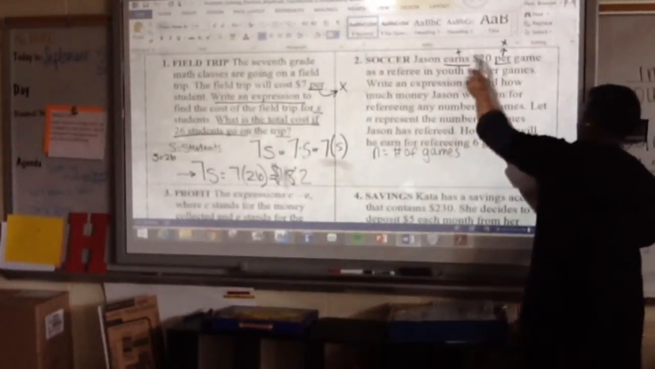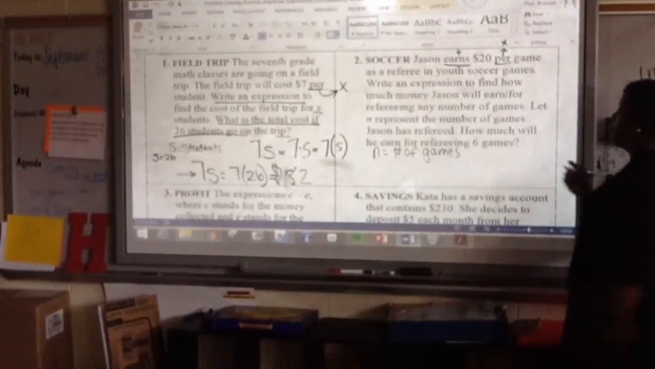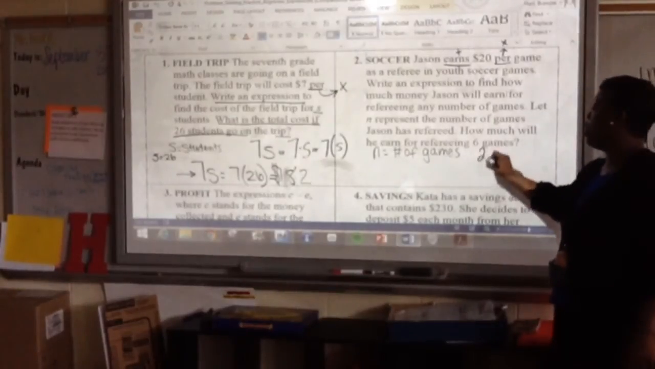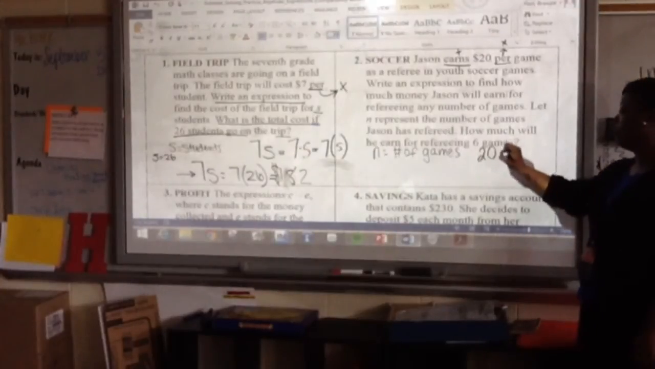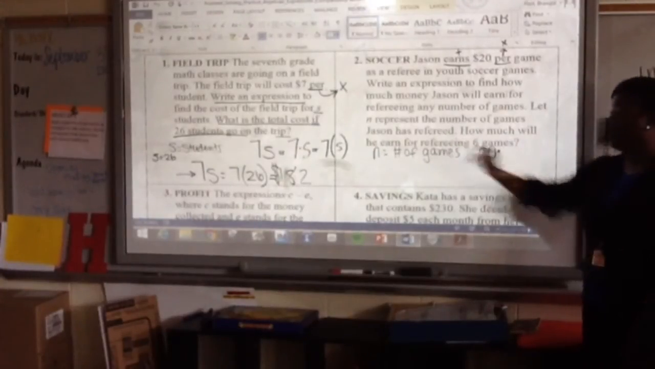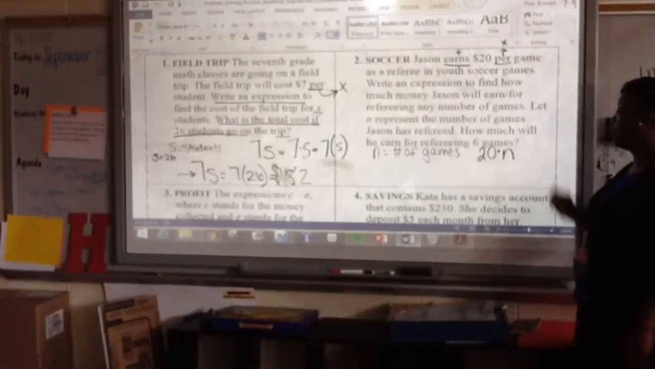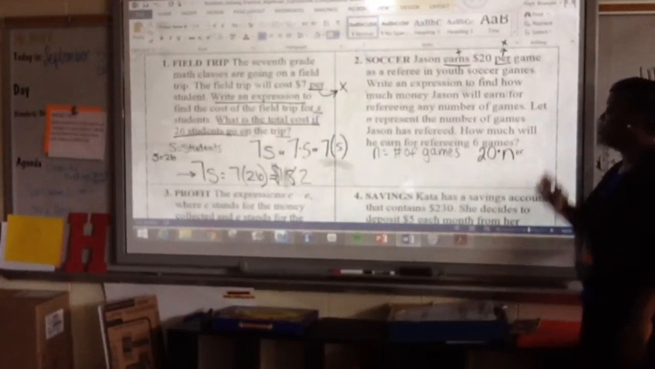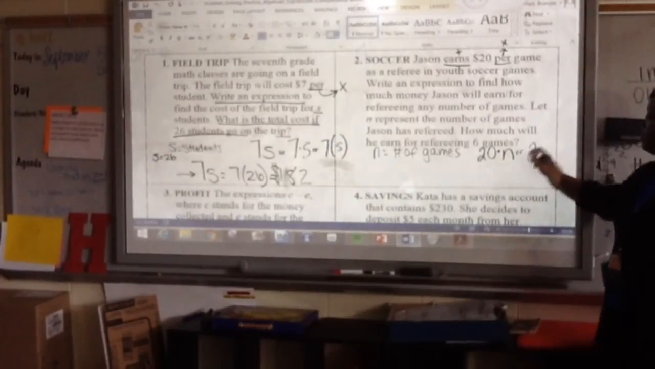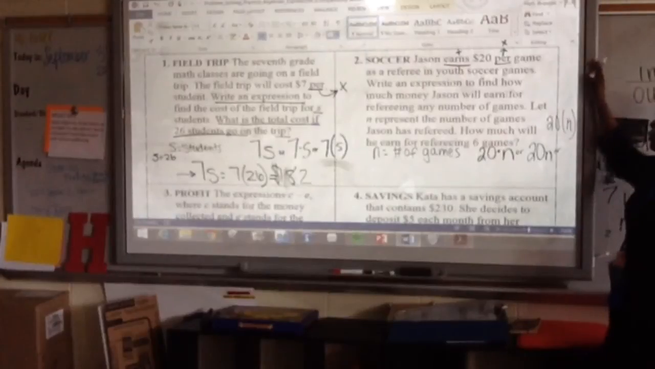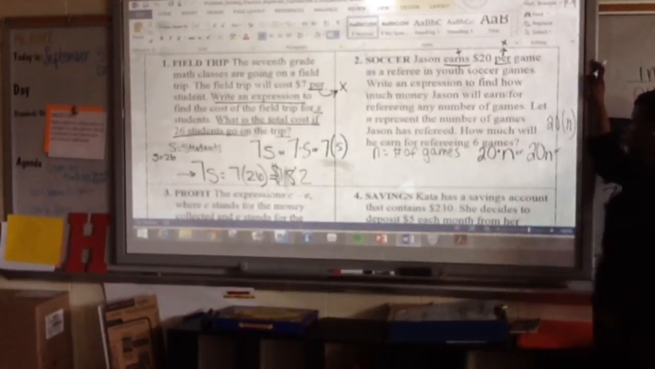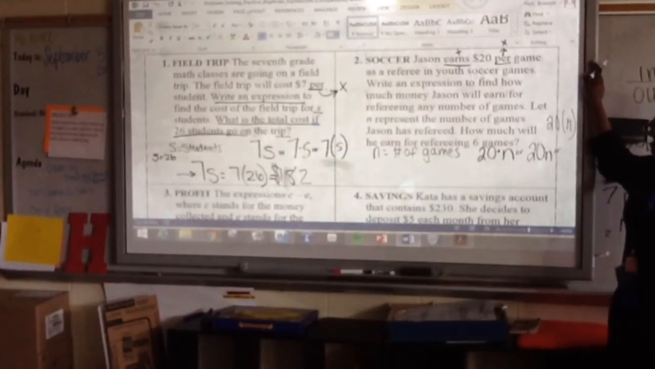He earned how much per game? $20. You told me per meant to multiply. And we know that what variable represents the number of games? N. You can see it: 20·n, 20n, or 20 parentheses n. This takes care of our first question. They told us to write an expression to find out how much money he'll earn for refereeing any number of games.